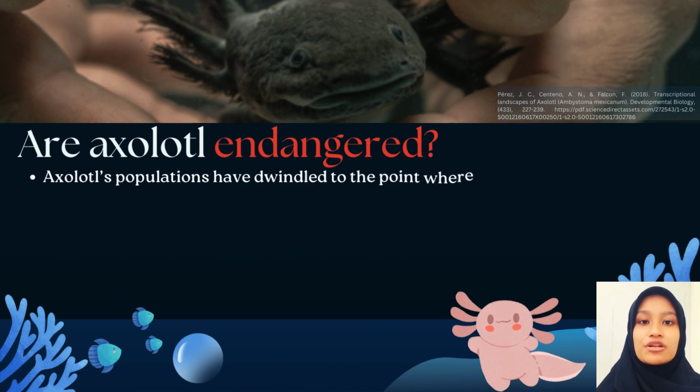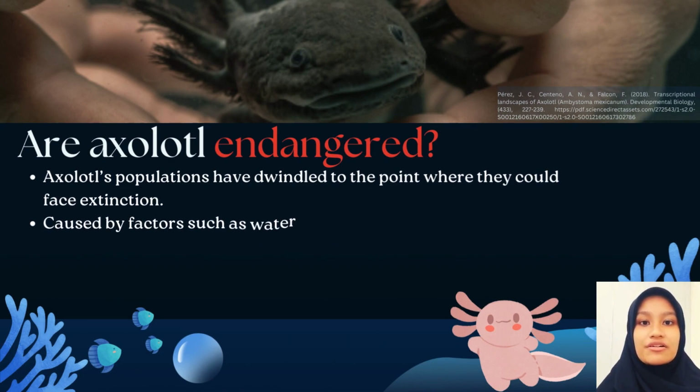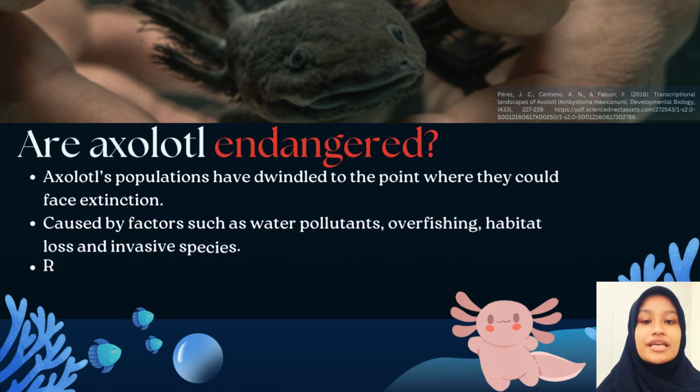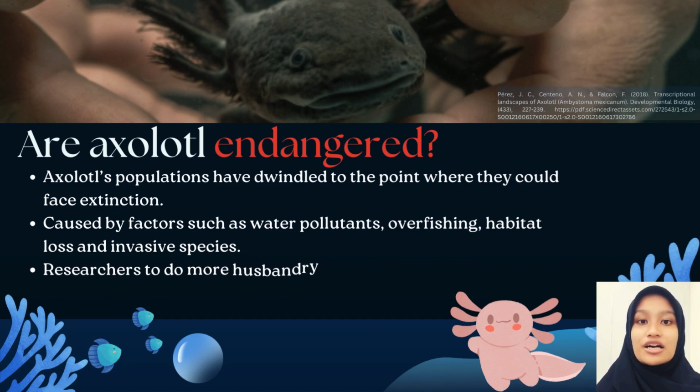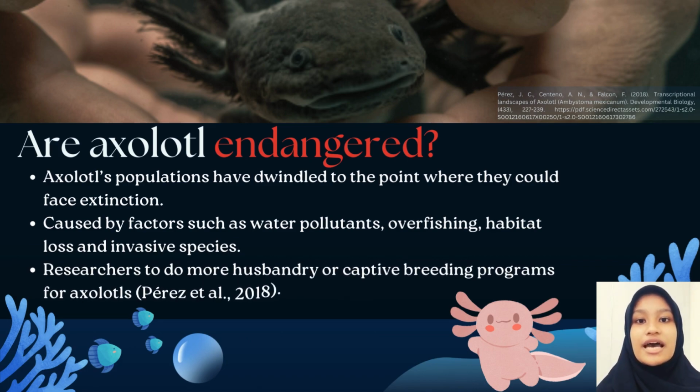Axolotl populations have dwindled to the point where they could face extinction in their natural habitat, relying heavily on the captive population for survival. Amphibians globally have experienced a decline in population. These issues are caused by multiple factors such as water pollutants, overfishing, habitat loss, and invasive species. Hence, it is compulsory for researchers to do more husbandry or captive breeding programs for the axolotls. This helps the welfare of the vast number of individuals in captivity and the conservation of threatened species.